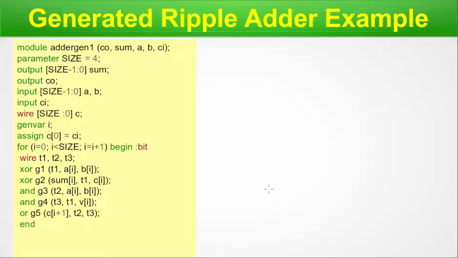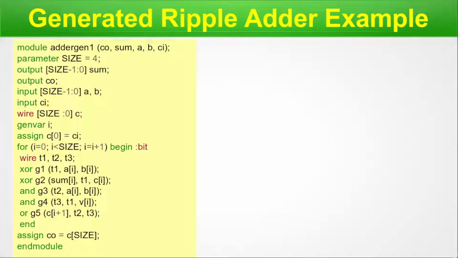In the episode on structural modeling, I have talked in detail about how structural modeling happens with explicit diagrams. In case you have not watched that episode, please go ahead and watch it from the playlist. Here we have the assign CO equal to C[size], and here we have the endmodule. Here the code is done.